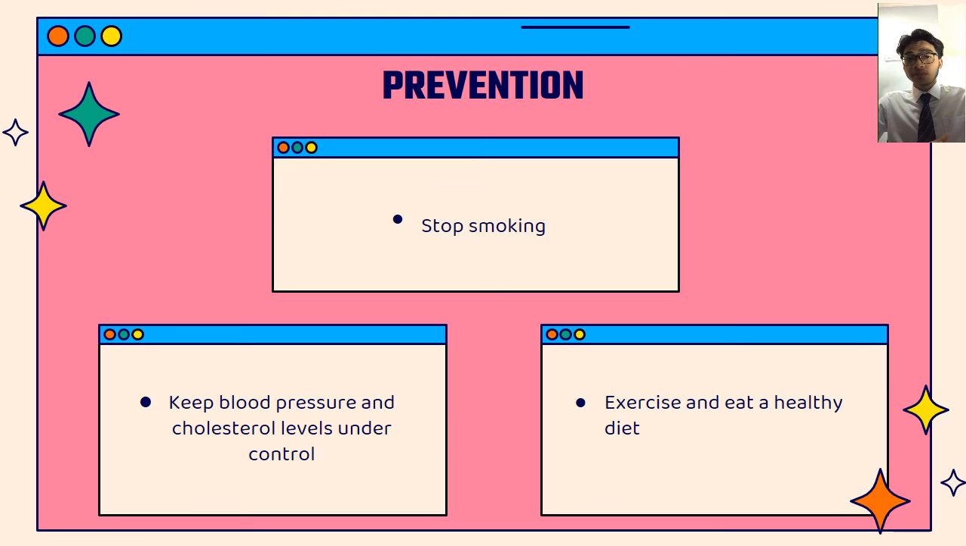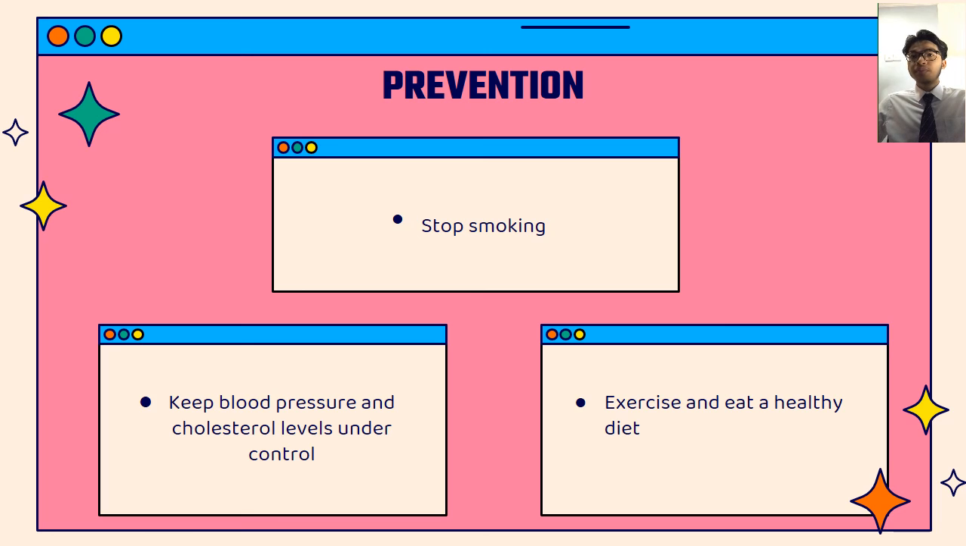This is prevention. The most effective way to prevent tachycardia is to maintain a healthy heart and reduce your risk of developing heart disease. If you already have a heart disease, monitor it and follow your treatment plan to help prevent tachycardia.